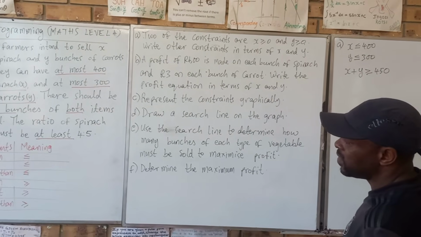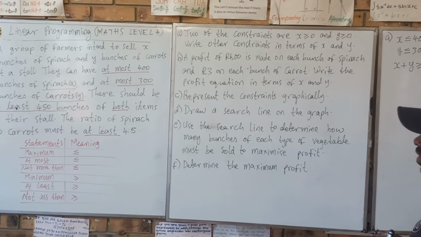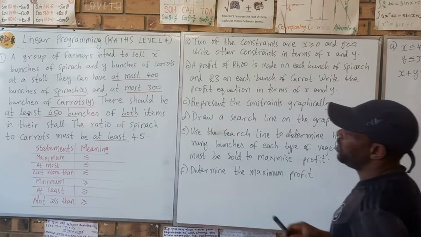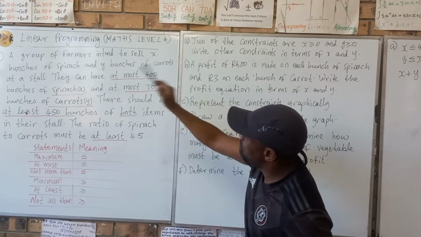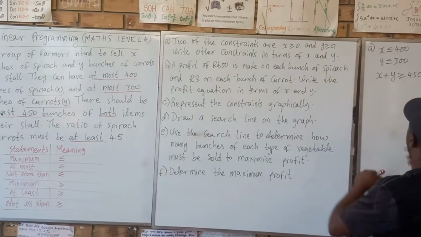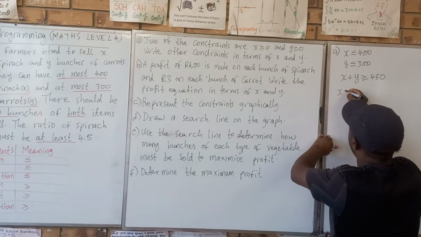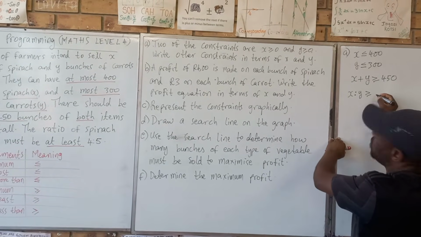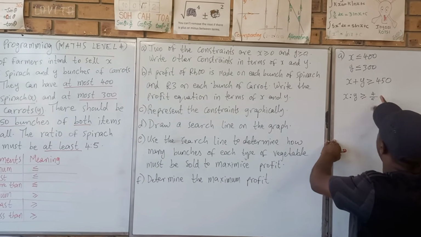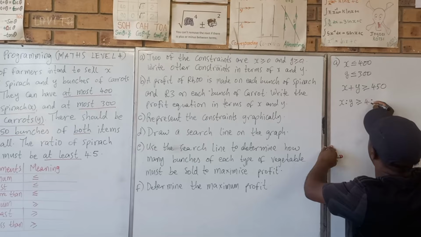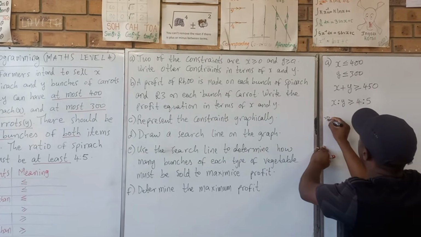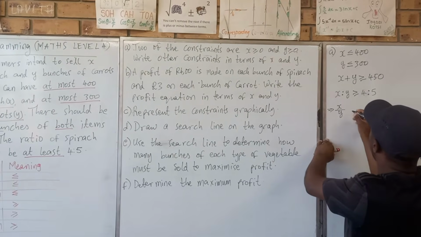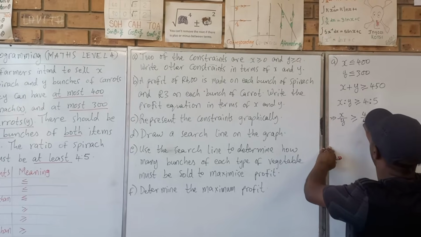Now coming to the tricky statement, the last sentence says the ratio of spinach to carrot must be at least 4 is to 5. So we know that spinach is X, carrot is Y. So when we talk about the ratio, this is how we started. The ratio of spinach, X, to carrot, Y, should be at least, the key sign there is greater than or equal to 4 is to 5. So another way of writing ratios is to write them as fractions. So I'll say X over Y is greater than or equal to 4 over 5.